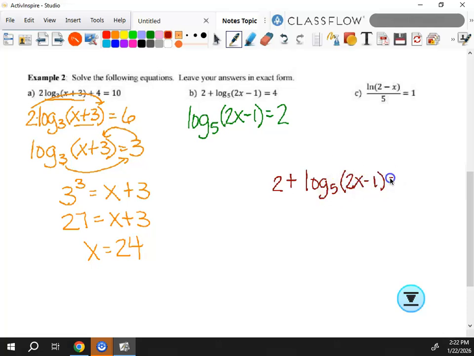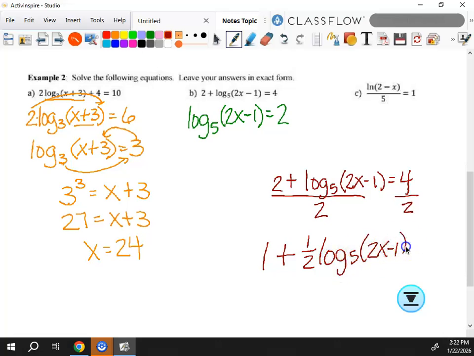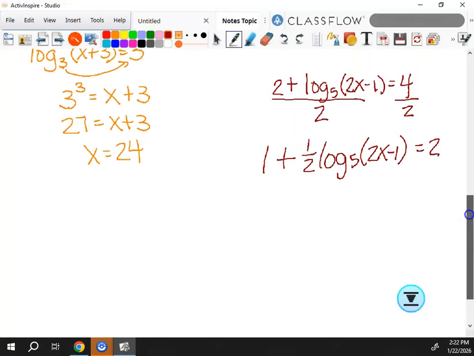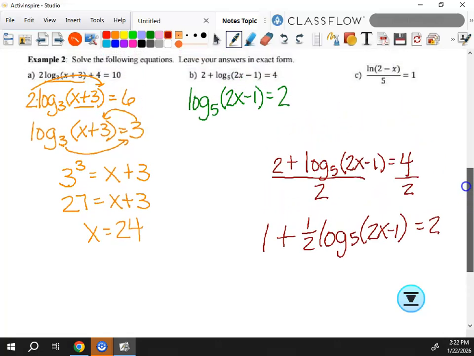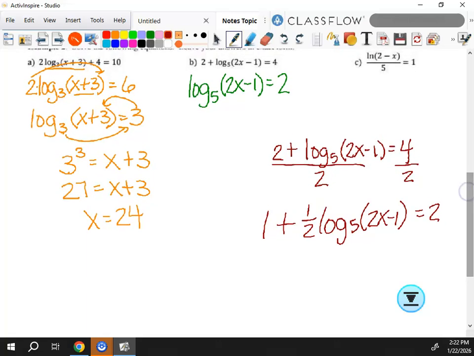2x minus 1 equals 4. If you are going to divide both sides by 2, this is what you would get: 1 plus 1/2 times log base 5 of 2x minus 1 equals 2, because you would have to divide every single term by 2. Does that make sense? And that does not make that 2 go away, because the opposite of addition is not multiplication or division. You just made it even harder for yourself. Okay? Wrong math, but I just wanted to make sure you understood.